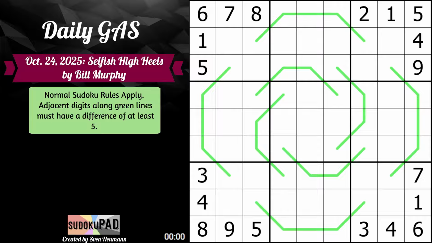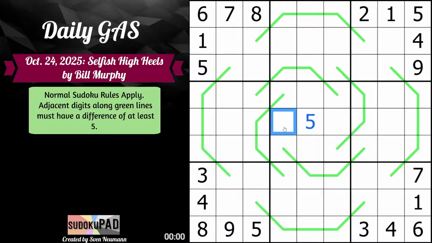Normal Sudoku rules apply. Adjacent digits along green lines must have a difference of at least 5. So what does that mean? Well, if we take a look here, 5 is a very special digit when it comes to German whisper lines in that it's not allowed to be on the line. Because if you try to differ 5 by at least 5 in normal Sudoku, you get 0 on the low end and 10 on the high end, and those are not valid digits.